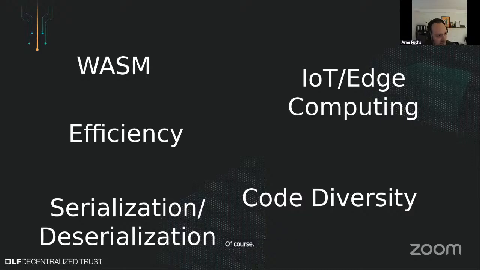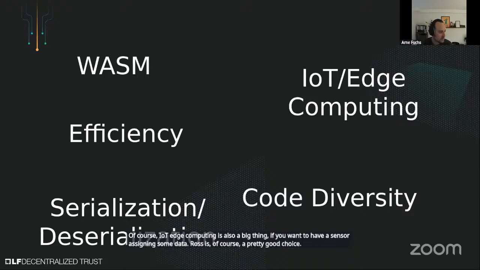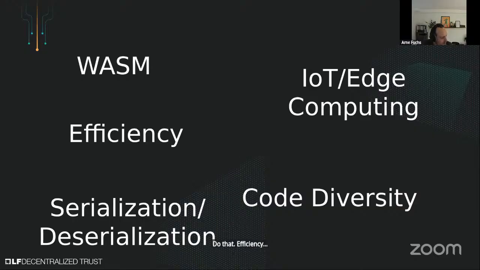Of course, IoT and edge computing is also a big thing. If you want to have a sensor signing some data, Rust is, of course, a pretty good choice to do that. Efficiency, of course, I already talked about this, a big point. Code diversity. Yes, this is really important.